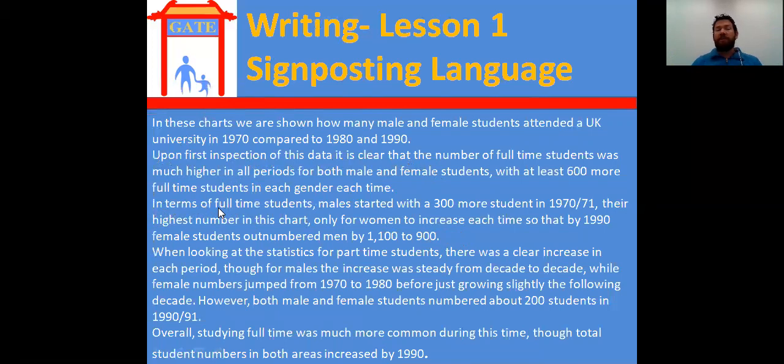So we're drawing our attention in this paragraph to full-time students. Okay, so you can probably guess a little bit what the next paragraph is going to be about. So again, look at this paragraph. What is the signposting language?